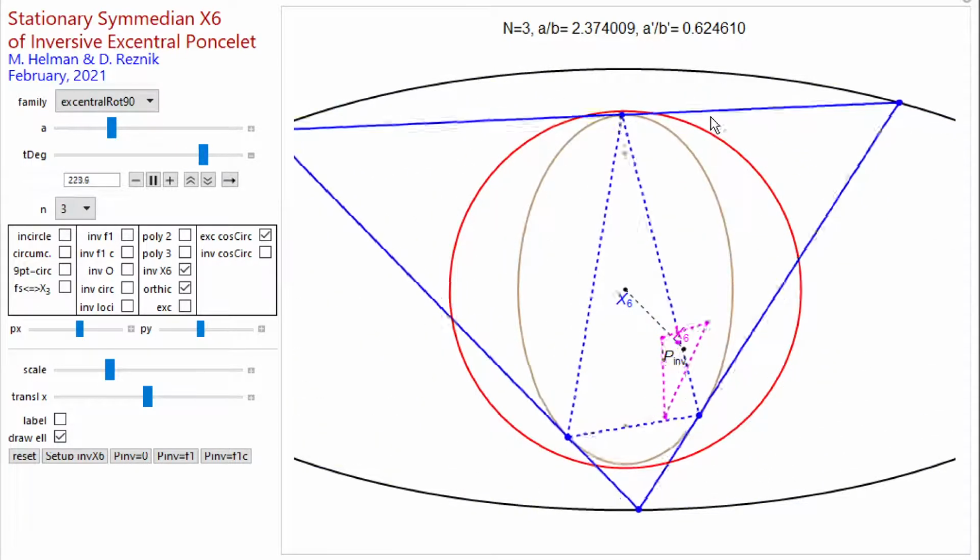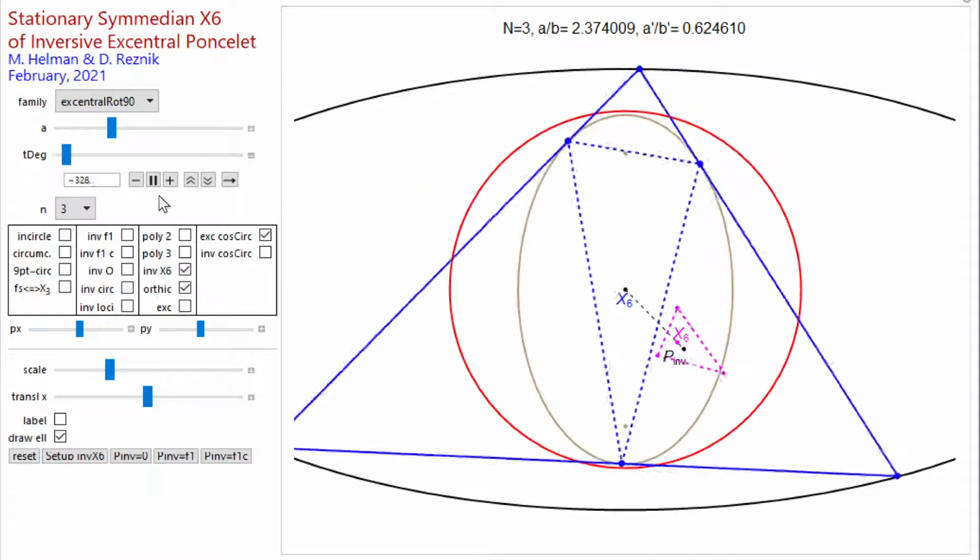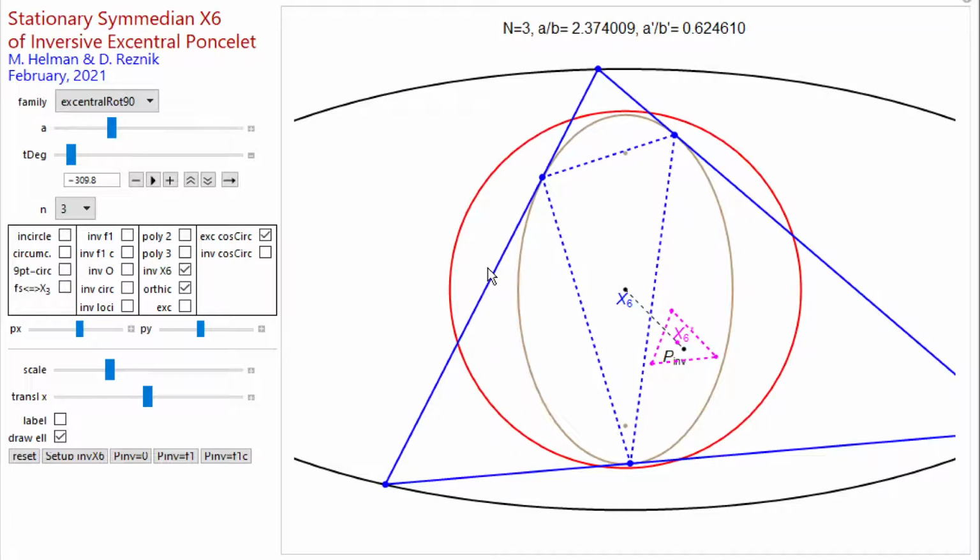Product of side lengths of the solid blue, divided by the sum of square side lengths of the solid blue. Very well. So this video is about investigating the cosine circle, not of the original family, but of the inversive family. So let's recall what this inversive family is.